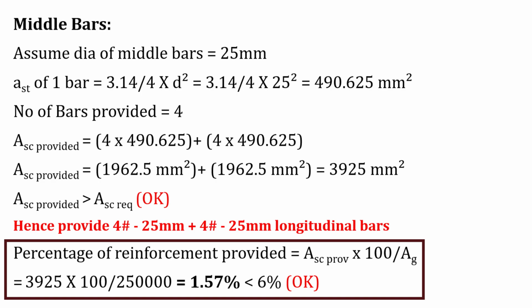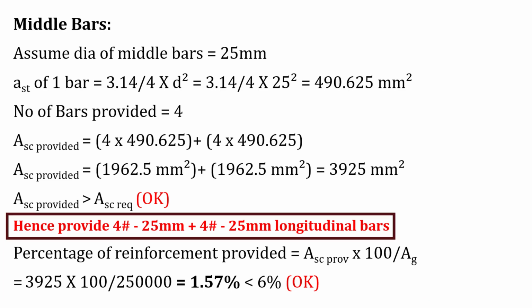The percentage of reinforcement provided will be ASC provided into 100 upon AG. ASC provided is 3925, AG is 25 into 10 raised to the power 4, and the total will be 1.57%, which is less than the maximum value of 6%. In summary, for this column design, we need to provide 4 number of 25 mm corner bars and 4 number of 25 mm middle bars to meet the required area of longitudinal reinforcement. The percentage of reinforcement provided is 1.57%, which is below the maximum criteria of 6%.